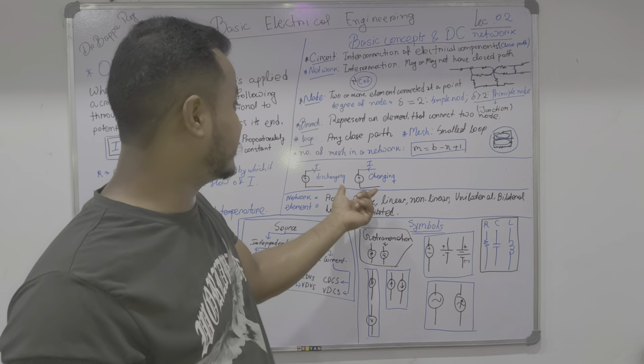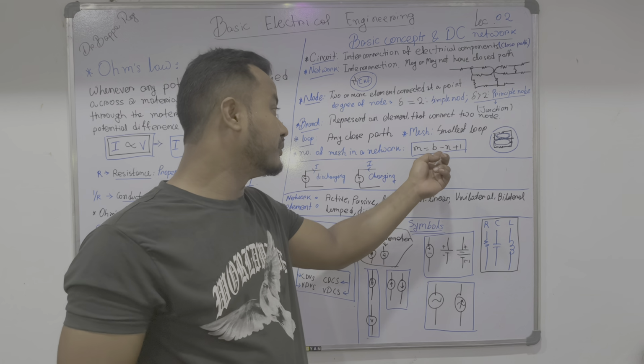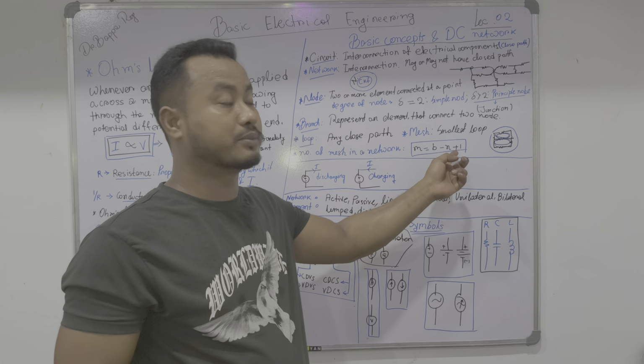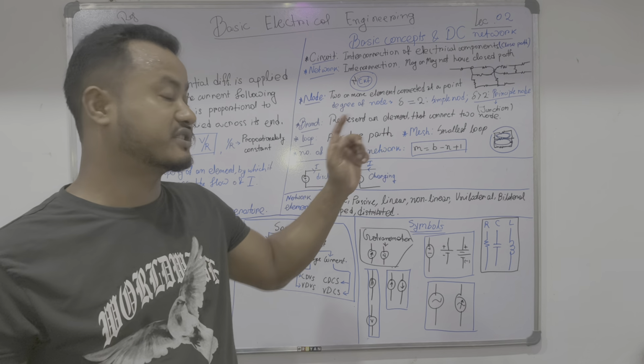Then the number of meshes in a network is m equal to b, the number of branches, minus the number of nodes, plus 1. If you put in this formula, you will get the number of meshes.